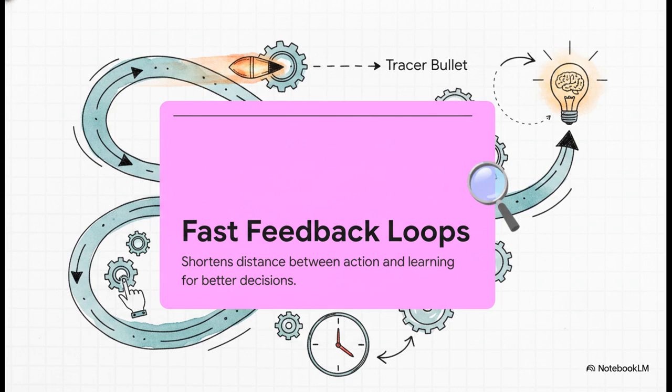First up, we have fast feedback loops. The tracer bullet is literally just a highly effective implementation of this idea. Think about it. When you're operating without feedback, you're essentially just guessing in the dark. But when you use a tracer bullet, you're dramatically shortening the distance between your action and your learning. And as any good engineer will tell you, shorter feedback loops consistently produce vastly superior decisions.